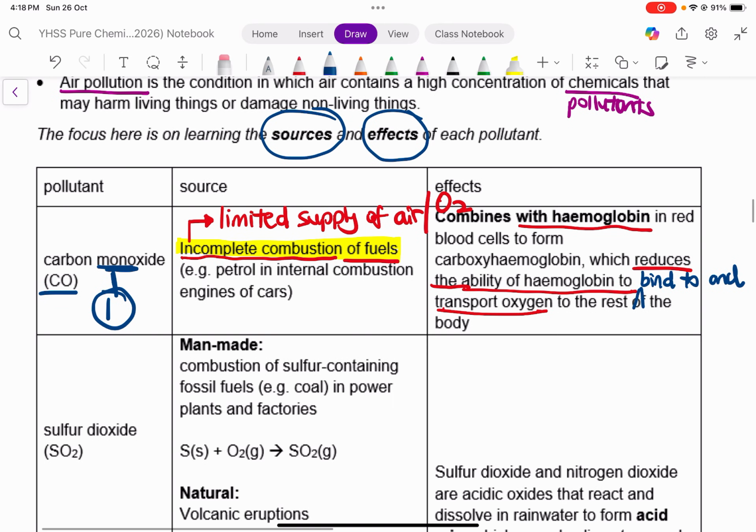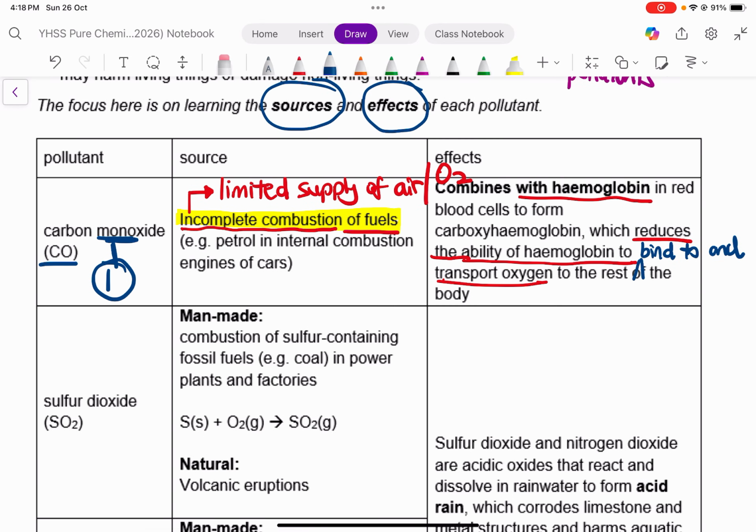Now let's move on. The next pollutant is sulfur dioxide, SO2, dioxide. So there's two oxygens, right? Di means two. So SO2. Now sulfur dioxide can either be man-made or natural. So the man-made source is the combustion of sulfur-containing fossil fuels. The best example is coal.